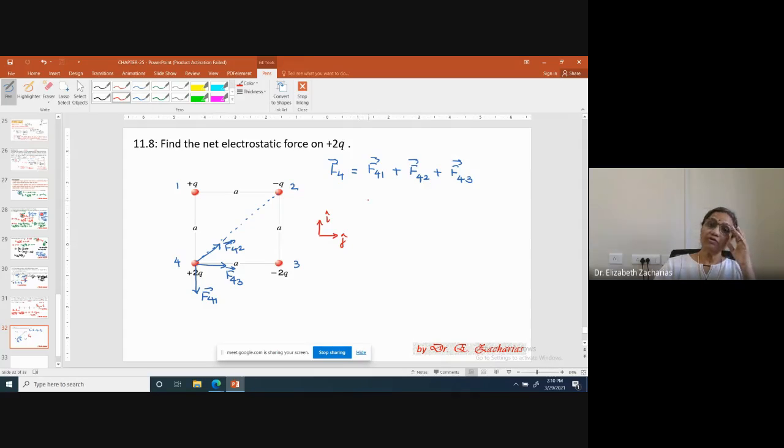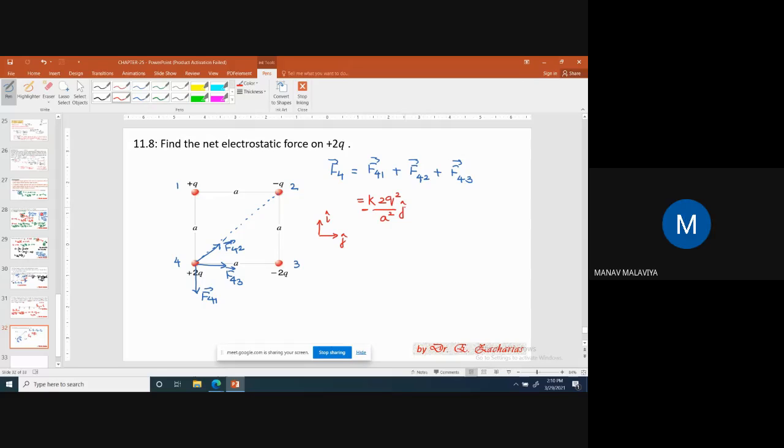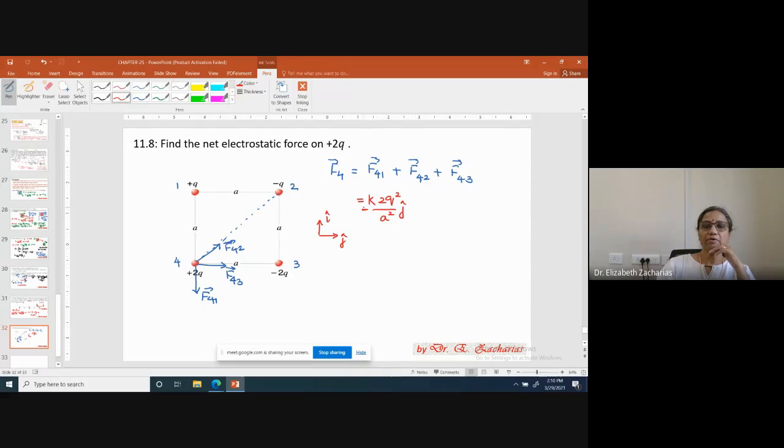What will be F41? Tell me. F41 will be K into Q4 Q1, so 2Q and Q. Therefore it will be 2Q square divided by A square. And along which direction? Along the minus J cap direction. I'm sorry, plus J cap. Hey, what did I do? One sec. Let us keep the convention without spoiling I and J. Therefore, it will be along the minus J cap direction.